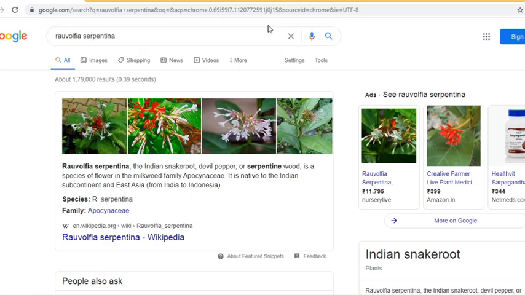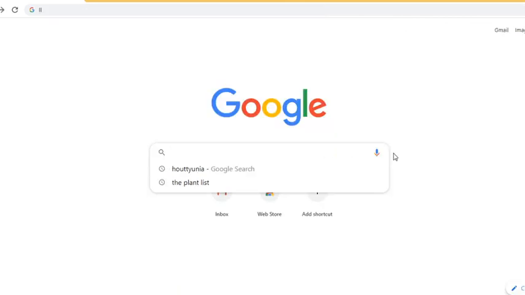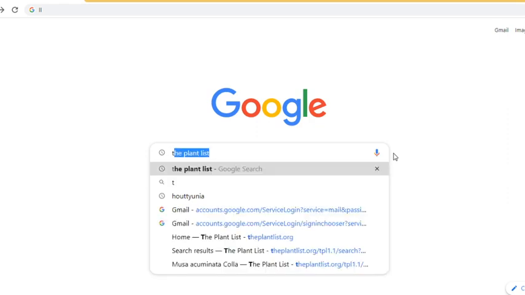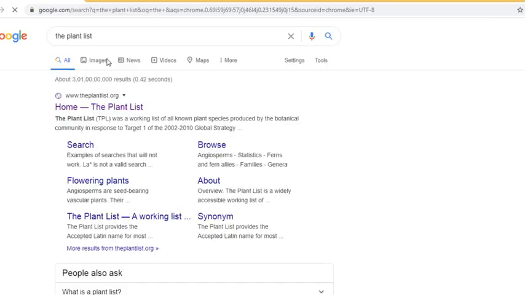So I will try to demonstrate in this small presentation how to look for plant names in those two databases. So let us begin. There are two sites. I'll first show you The Plant List, and the second one will be IPNI, the International Plant Names Index. You can type it in Google search, because I use it very frequently, so it's already there in the history. So The Plant List is there. Go to the home page here, theplantlist.org.